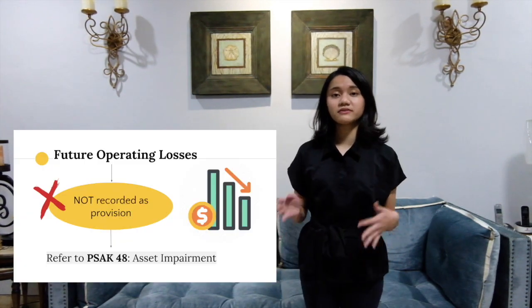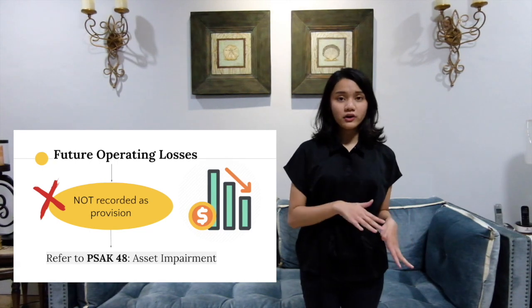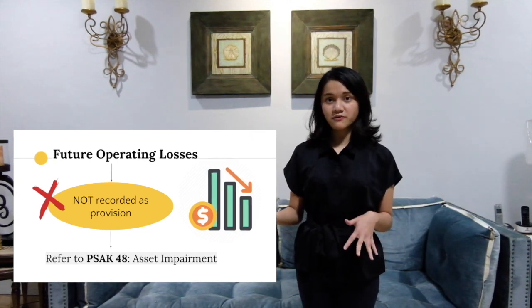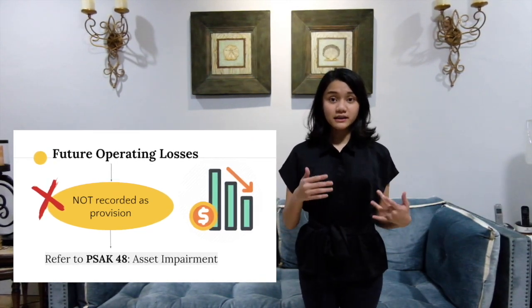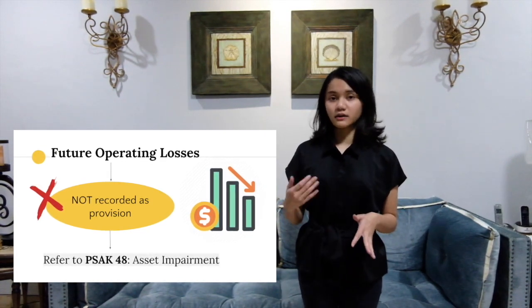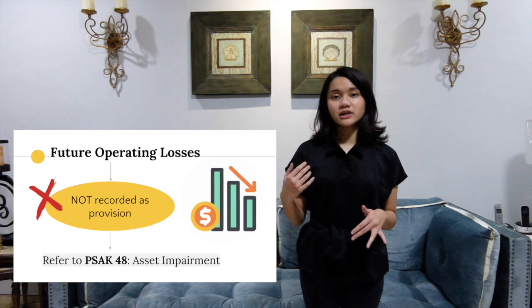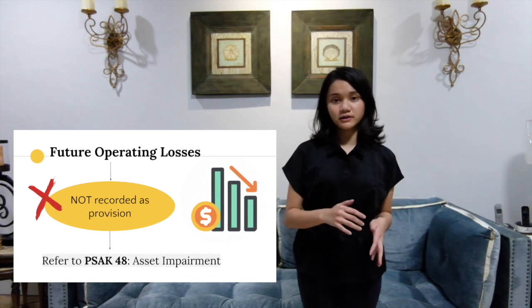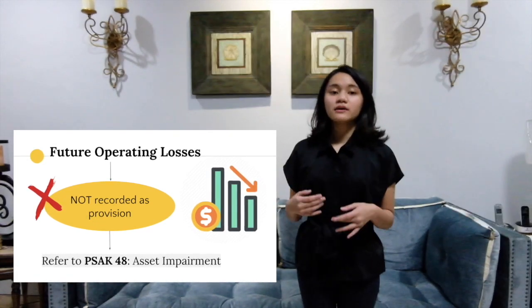Now, the first case is, should the provision be recognized on future operating losses of an entity? The answer is no. Future operating losses meet neither the definition of liability nor the general recognition criteria of provision, which we have stated earlier. Furthermore, an expectation of future operating loss that may be incurred is an indication that certain assets may be impaired. Therefore, entities should refer to PSAK 48 on asset impairment.